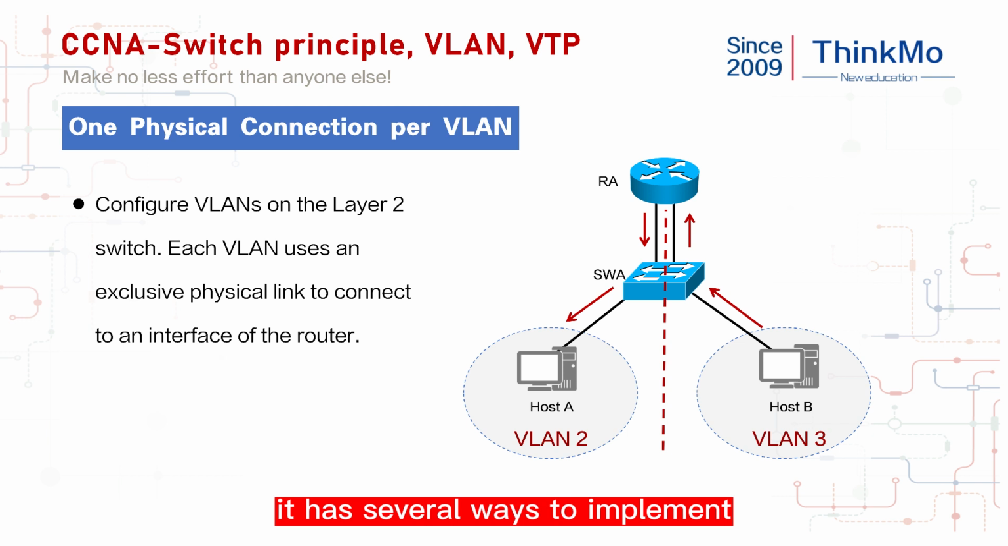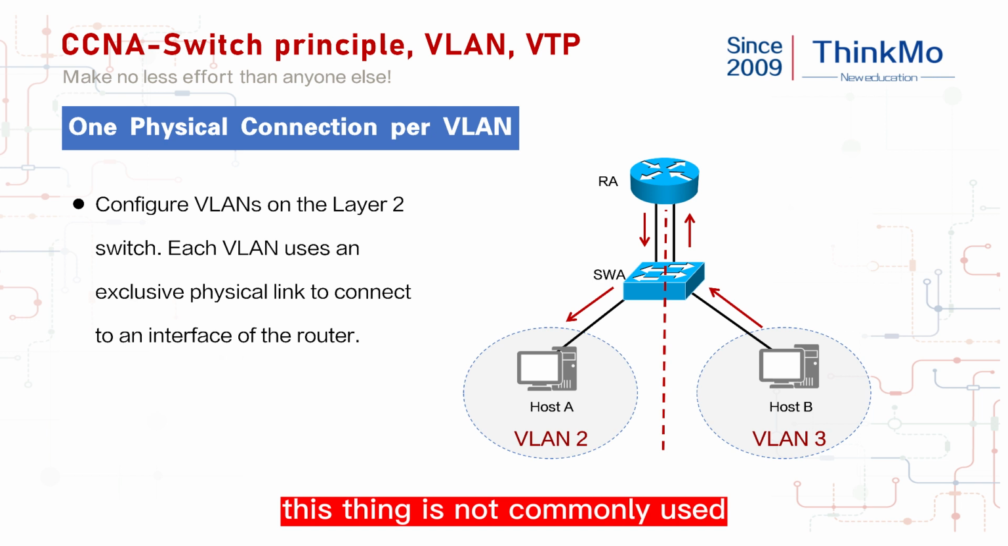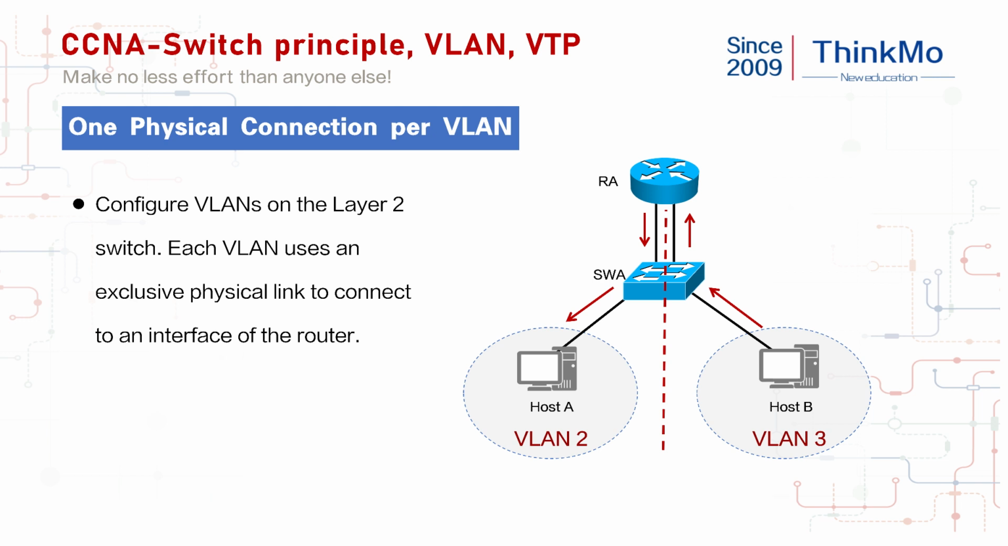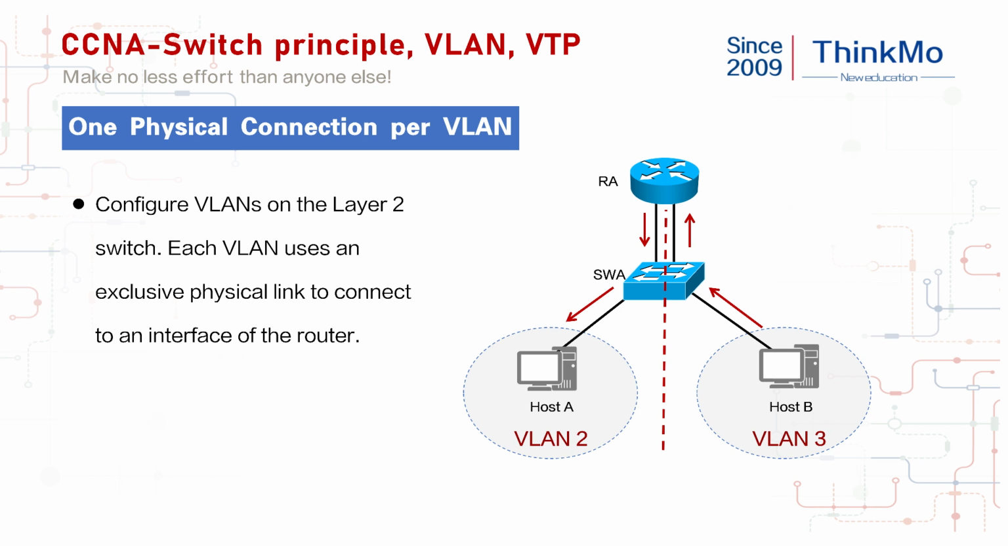There are several ways to implement it. One of the easiest ways, which is not commonly used, is called one physical connection per VLAN. Let's see how it goes. The PC on the left is assigned to VLAN 2. This is an access interface that belongs to VLAN 2.